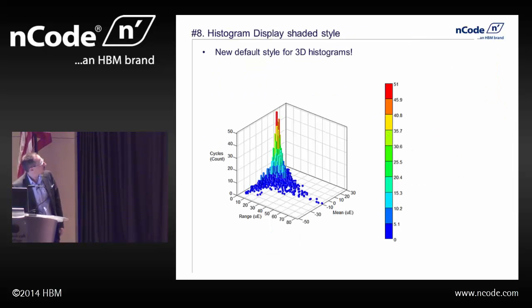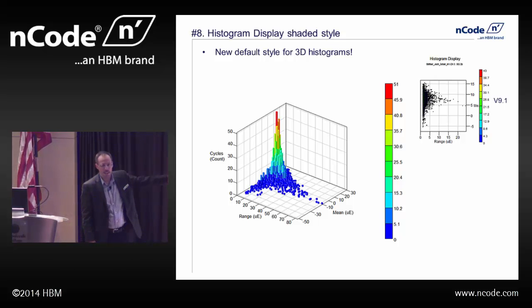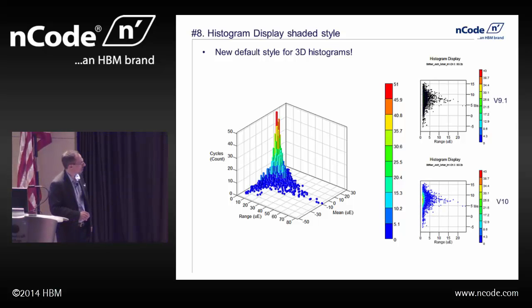New default style for the 3D histogram. It's now shaded by default. We used to have this problem in 9.1. You make your plot small and you get a lot of black on the screen, right? You don't really see much color because of all the black outlines of the tower plots. Now in version 10, because it's actually shaded with color, you can still see what's going on even if you've got smaller plots on the screen.